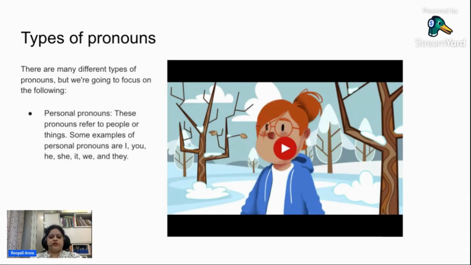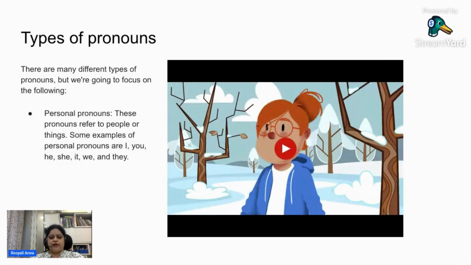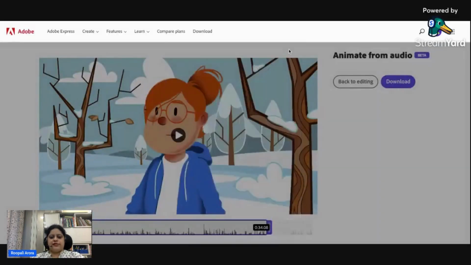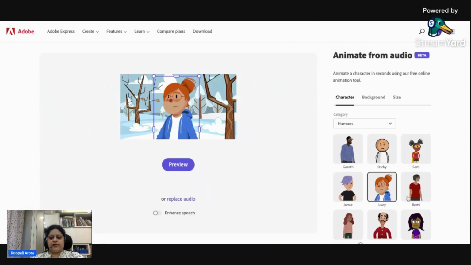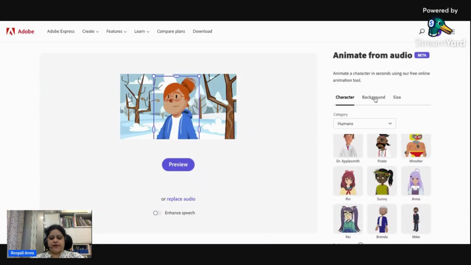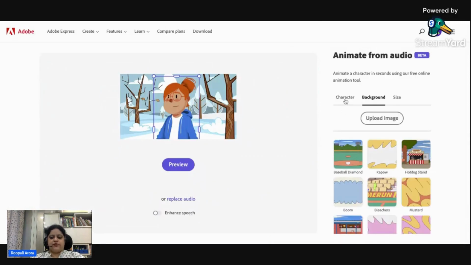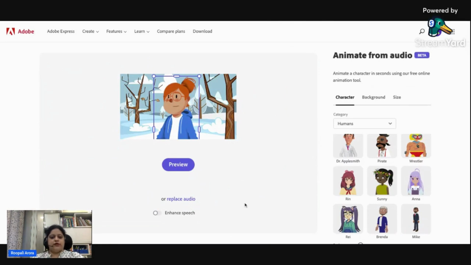So this is how you can create your lessons which have animated characters. You can keep exploring different characters, different backgrounds, and then you will see that you can click on back to editing and you can have different kinds of characters and backgrounds, and you can put that into your slides and make it more dynamic.